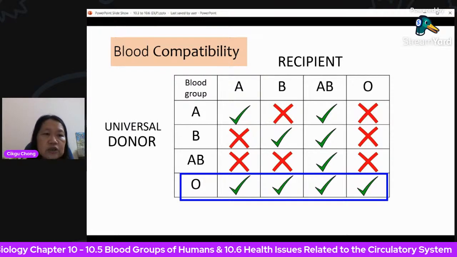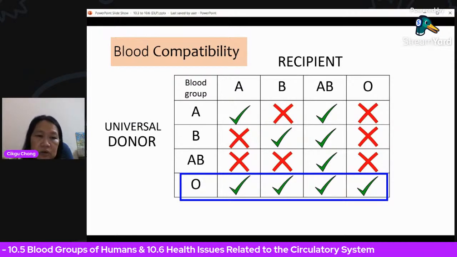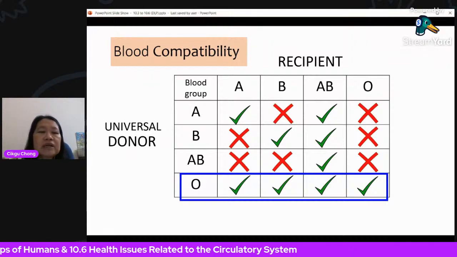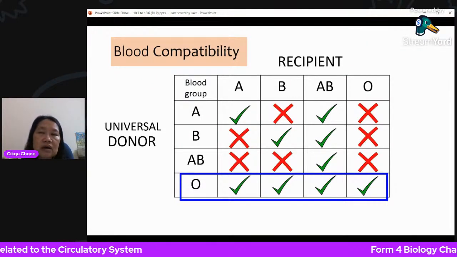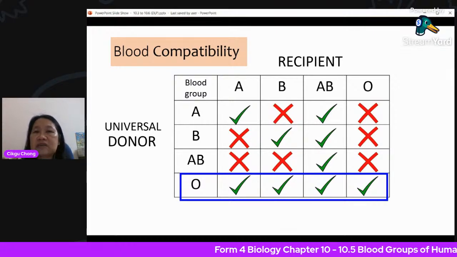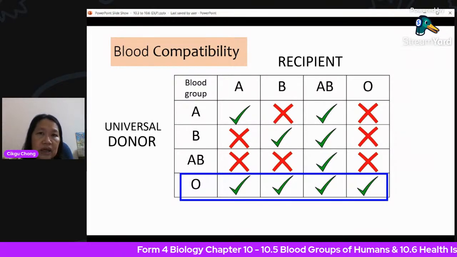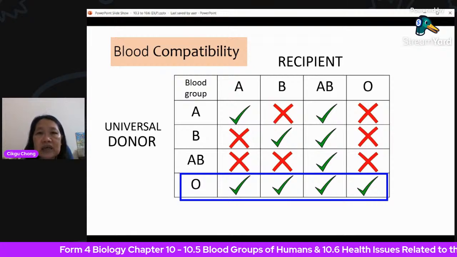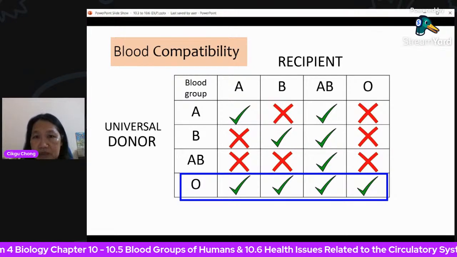So we call this universal donor. O is a universal donor. The blood can be given to everybody, and the reason is because O blood does not have any antigen on the surface of the red blood cell. It is not going to trigger any response in the recipient.